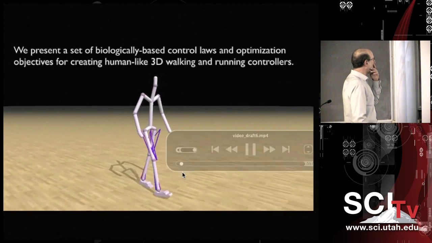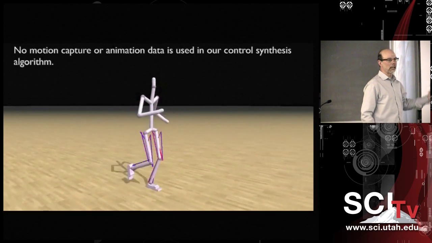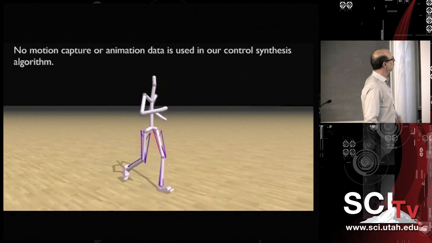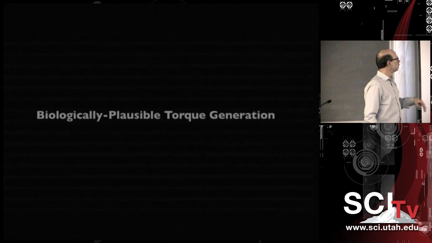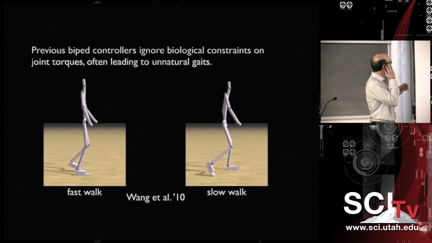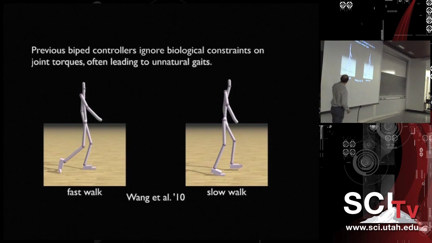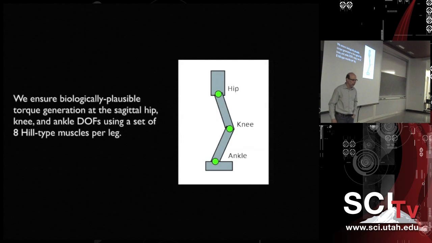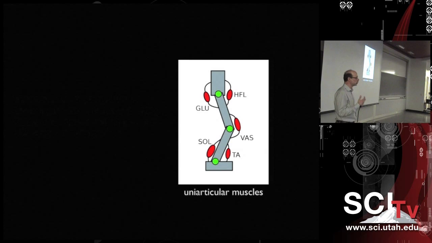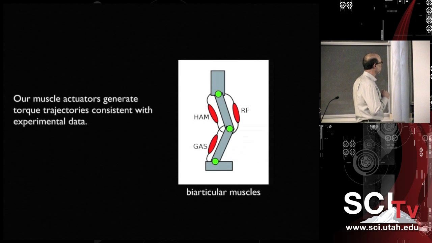So Jack Wang developed this controller. The theory was that if we actuated things biologically, they would look natural. So we didn't do any mocap to control these simulations; we took a controller and actuated it with muscles. The previous state of the art for this type of controller could generate gaits, but they didn't look very natural. But the theory was that if we ensured biological constraints on activation with just a few muscles, we would get a more natural looking gait.